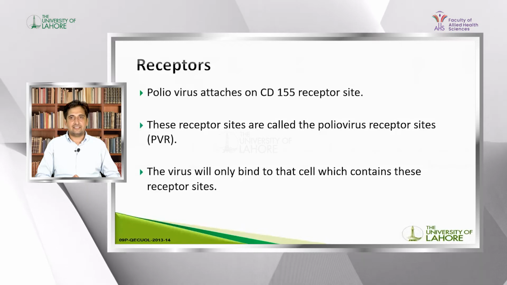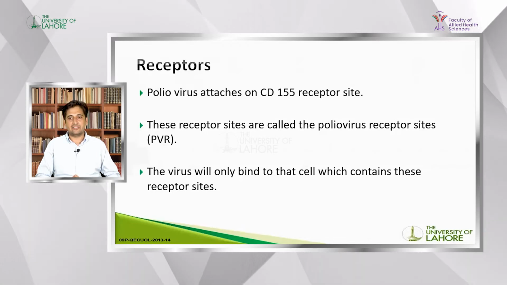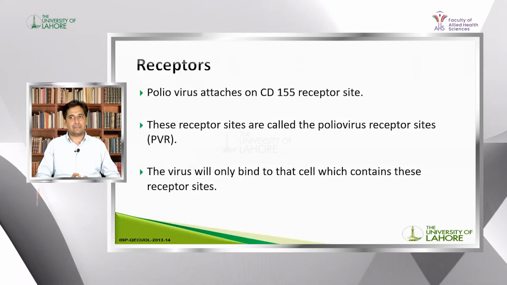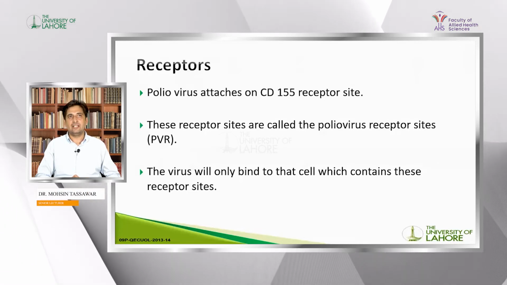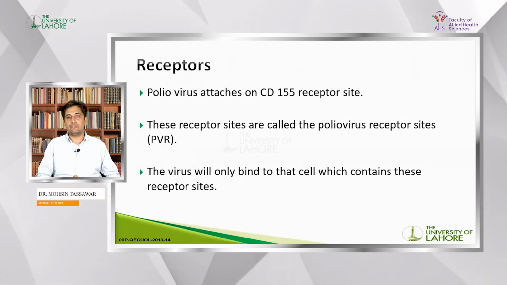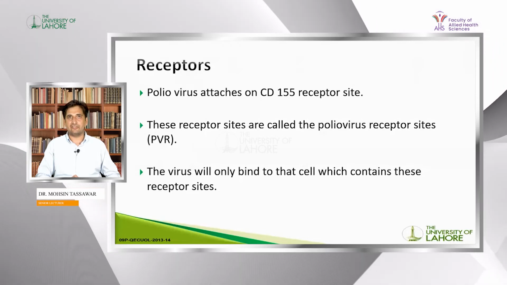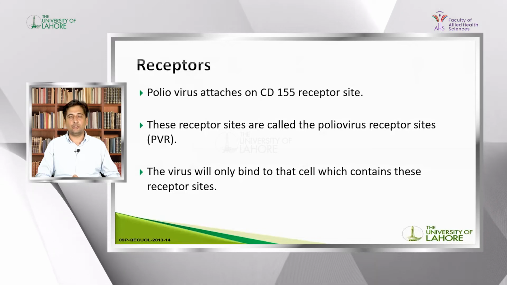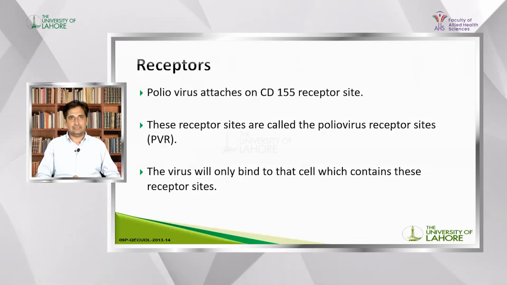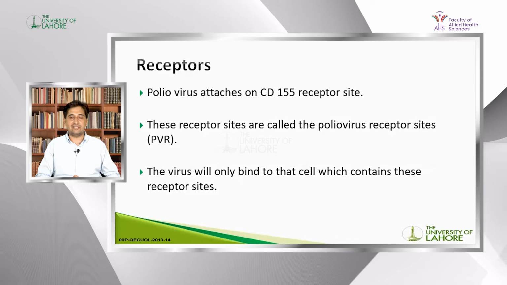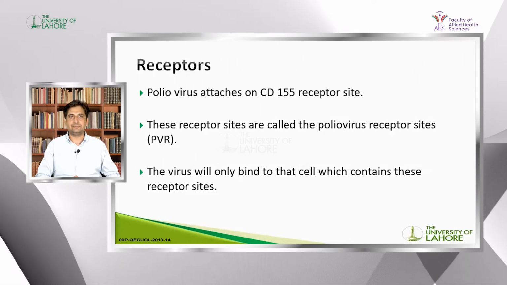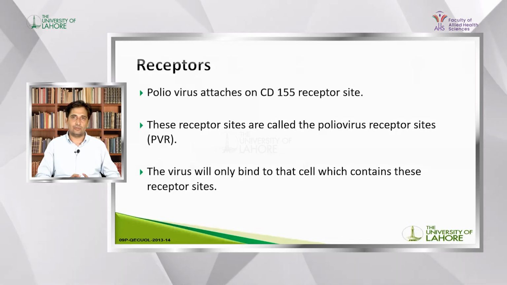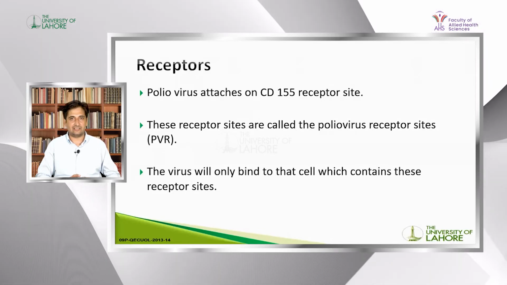Receptors, that is a very important point, because most of you know that every virus attaches to specific receptors. So the poliovirus attaches to the CD155 receptor site. These receptor sites are also known as poliovirus receptor sites, or immunoglobulin-like domains. And the virus only binds to cells which contain these receptor sites. That is the same in the case of all viruses.